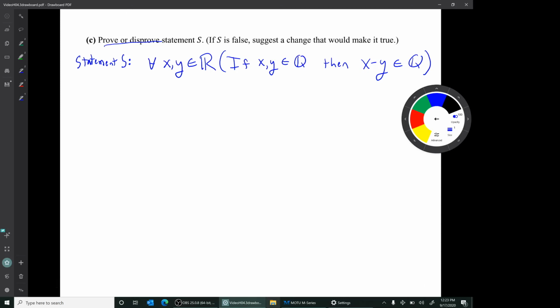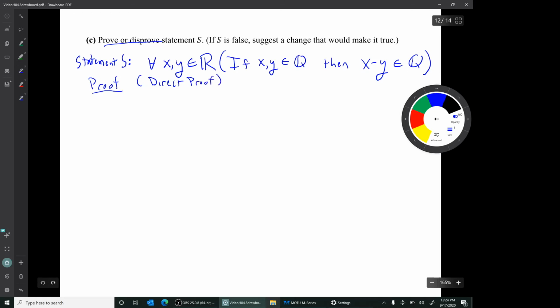All right, well, statement S says for all real numbers X and Y, if both of those numbers are rational, then their difference is rational. Well, this is true, and I think it's probably clear enough to you that it is true. So I think we'll just embark on a proof without me trying to convince you that it's true. So let's just start with the proof. So remember how the proof is going to start. It's going to be a direct proof structure.